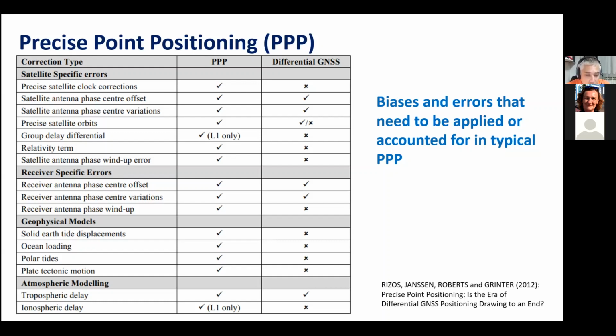There's also atmospheric modeling, so tropospheric delay has to be taken into account. Ionospheric delay in differential GNSS can be cancelled out, especially for short baselines. In PPP, it has to be taken into account. So just to keep it short, biases and errors that need to be applied or accounted for in a typical PPP are shown in this table.